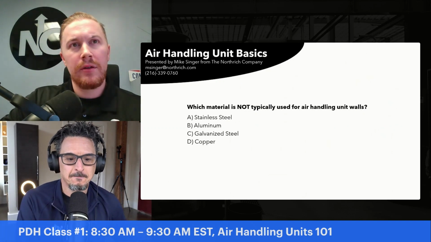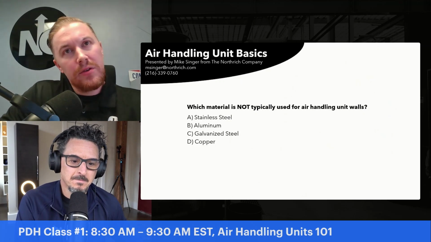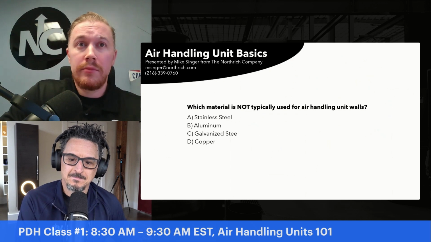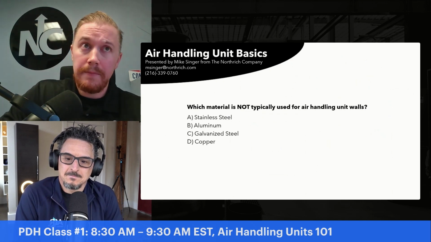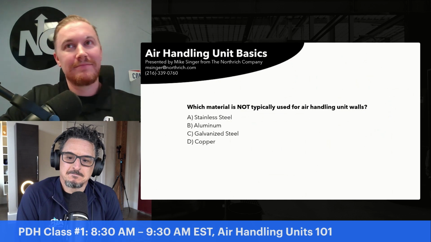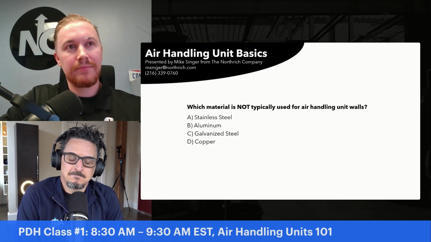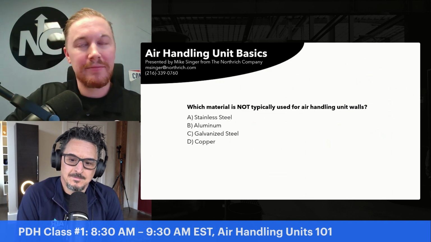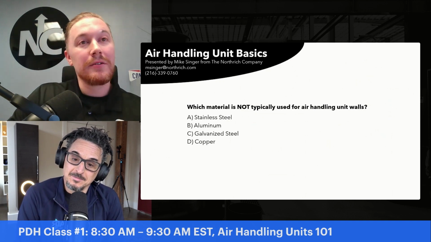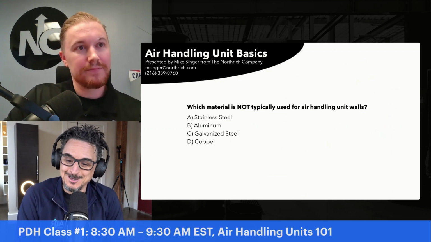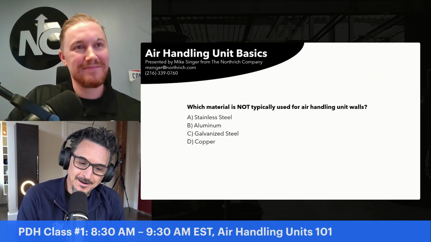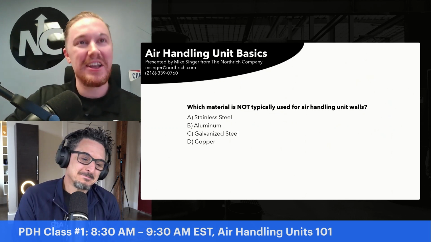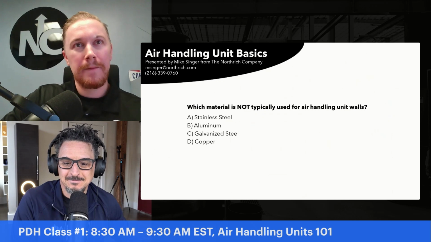So which material is not typically used for air handling unit walls? Stainless steel, aluminum, galvanized steel, or copper? Let everybody take that one in. I think I could guess that one. Tony, you want to take a swing at it? I would say copper. That's correct. I've never seen a copper cased unit. Good job, Heather. But I have seen copper coils, but thin coils. There you go. That's the right answer.